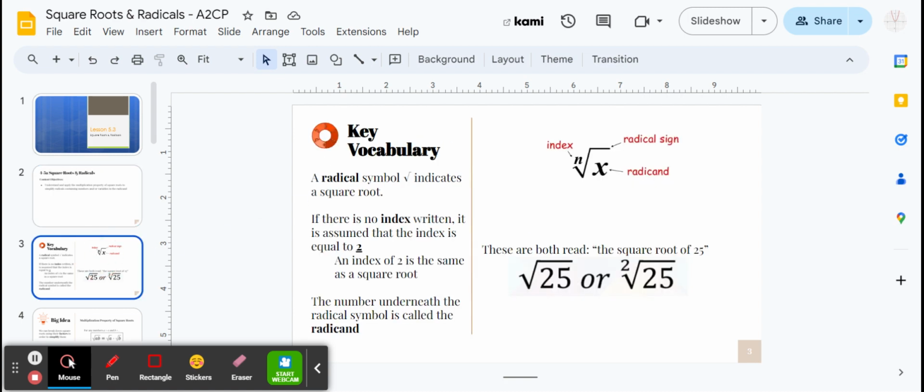So these are some key vocabulary here. The radical symbol indicates a square root. If there is no index written, it is assumed that the index is 2. The index of 2 is the same as the square root. The number underneath the radical symbol, in this case 25, is called the radicand.